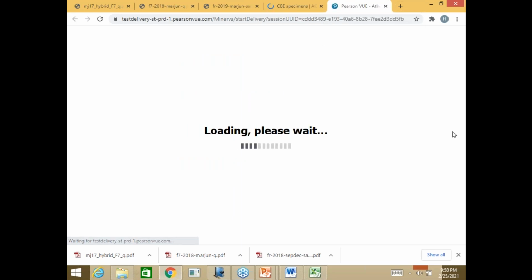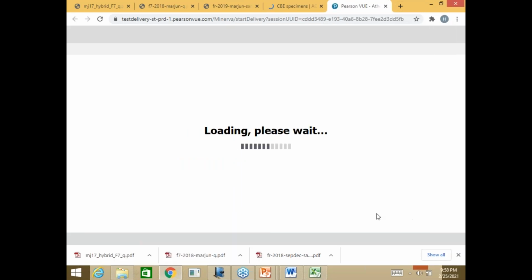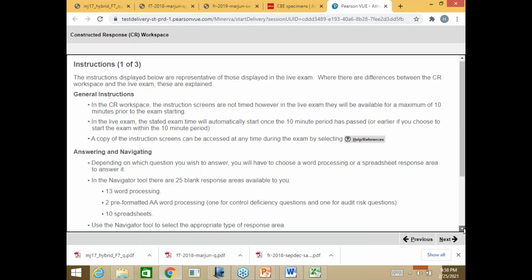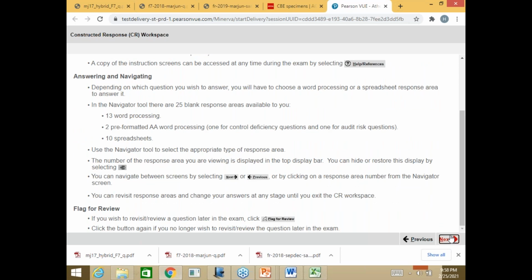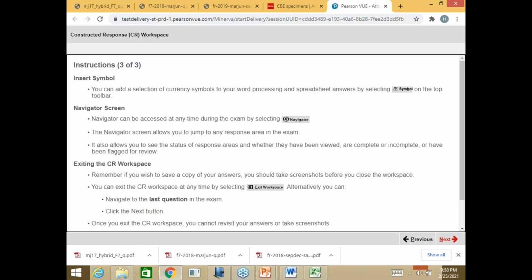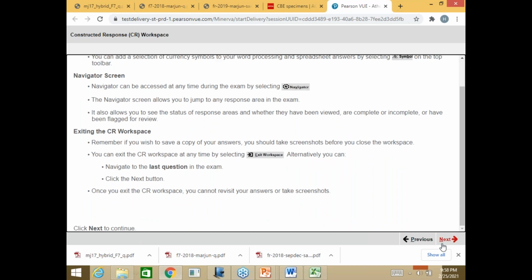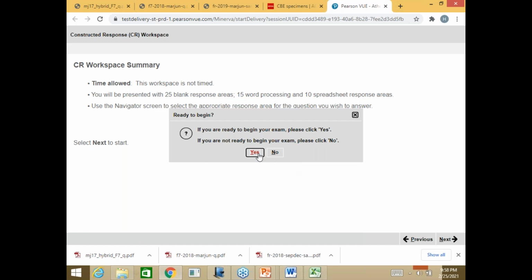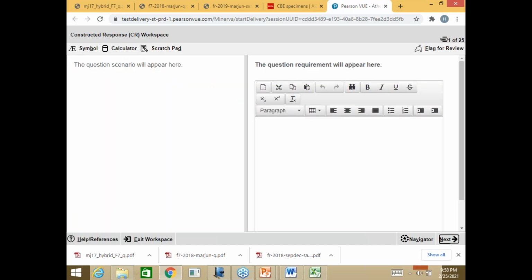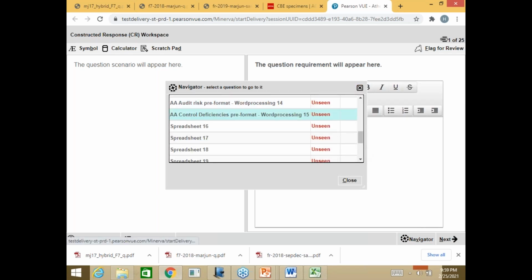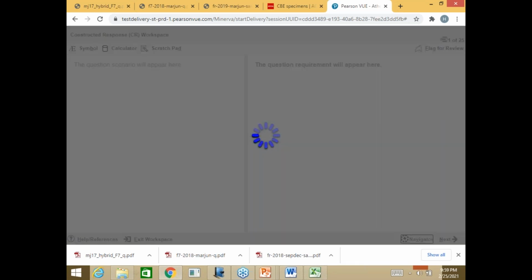A separate window opens for the Pearson view. Next, yes, I have read all these points. Next, next, next, next. Then again next. Then next. And that's the format. So we go in the navigation bar and search for the spreadsheet question. Now that's the spreadsheet question.